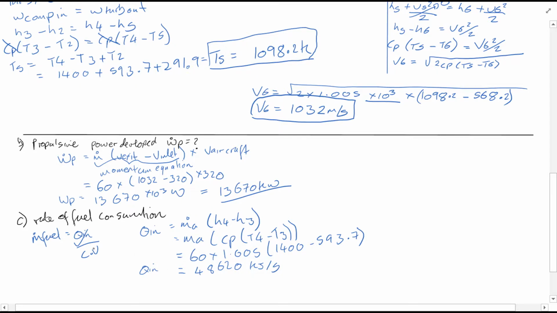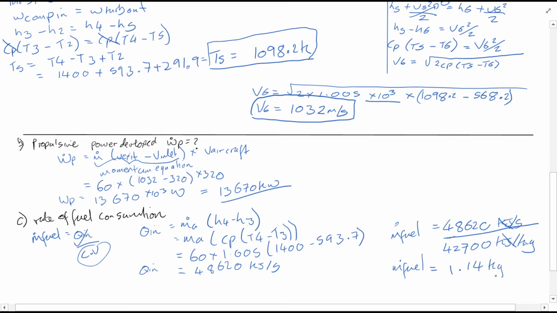So now we found Q in, we know CV because it was given in the question, so then quite straightforward, mass flow of fuel is equal to 48620 kilojoules per second divided by 42700 kilojoules per kg. Of course kilojoules and kilojoules cancel, and the units balance, and the mass of fuel is equal to 1.14 kilograms per second. Thanks.